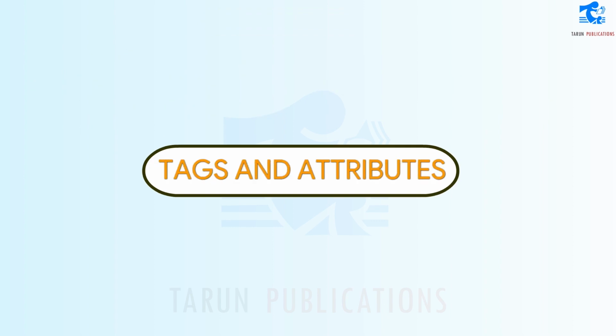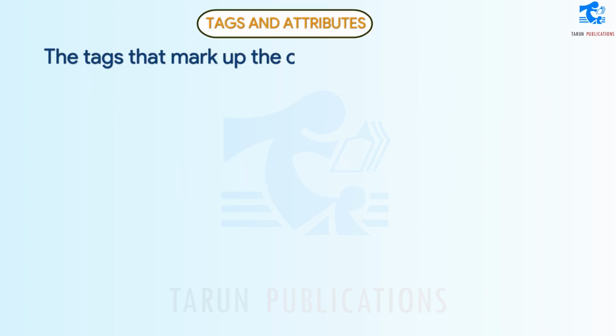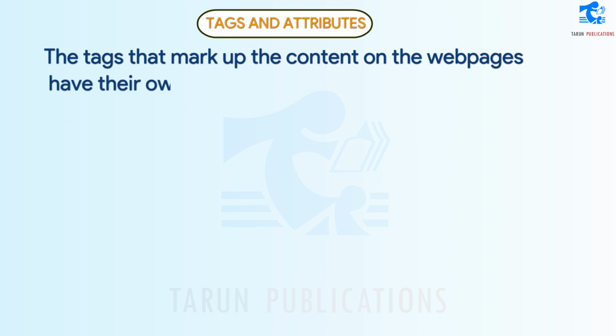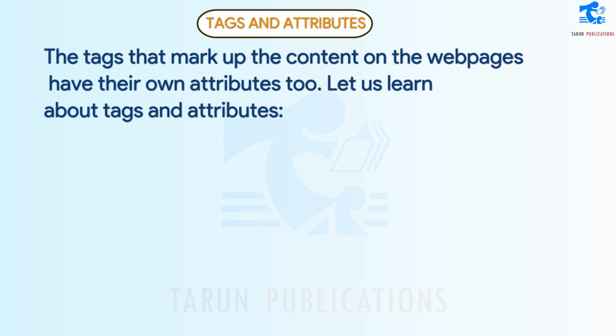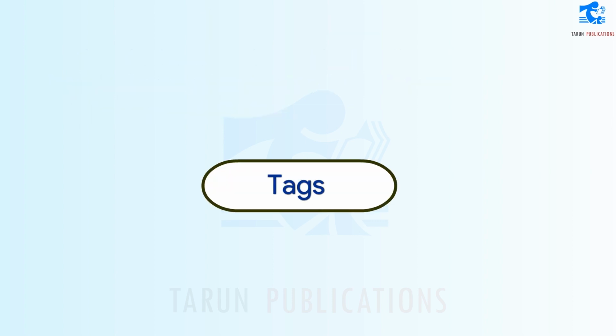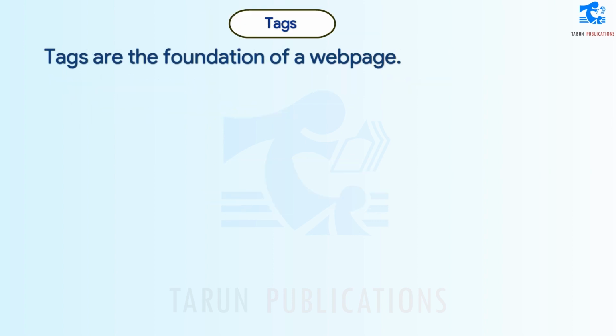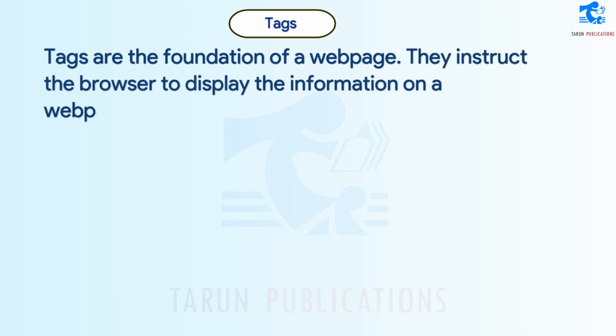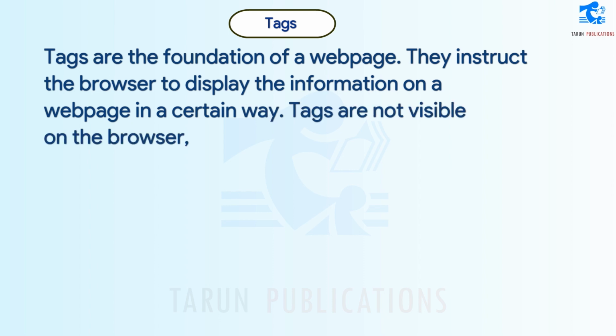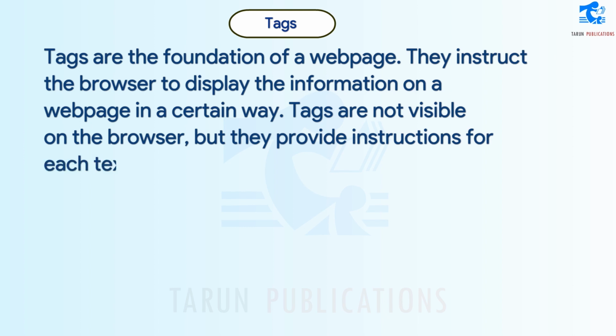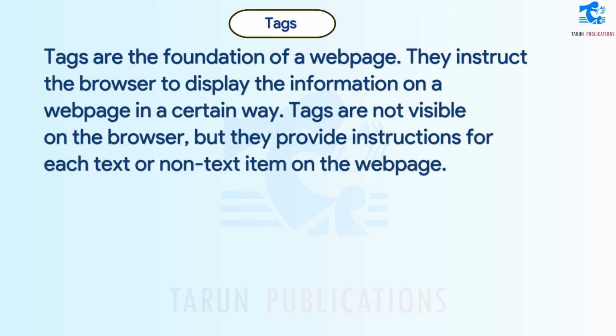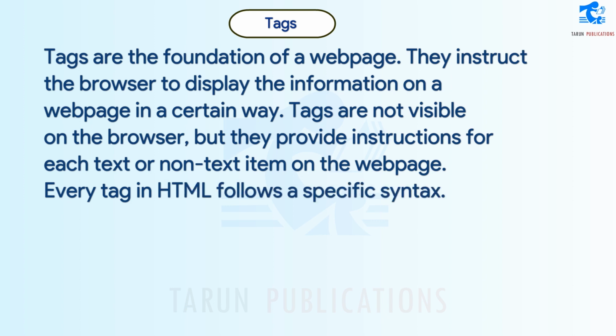Tags and attributes. The tags that mark up the content on the web pages have their own attributes too. Let us learn about tags and attributes. Tags. Tags are the foundation of a web page. They instruct the browser to display the information on a web page in a certain way. Tags are not visible on the browser, but they provide instructions for each text or non-text item on the web page. Every tag in HTML follows a specific syntax.